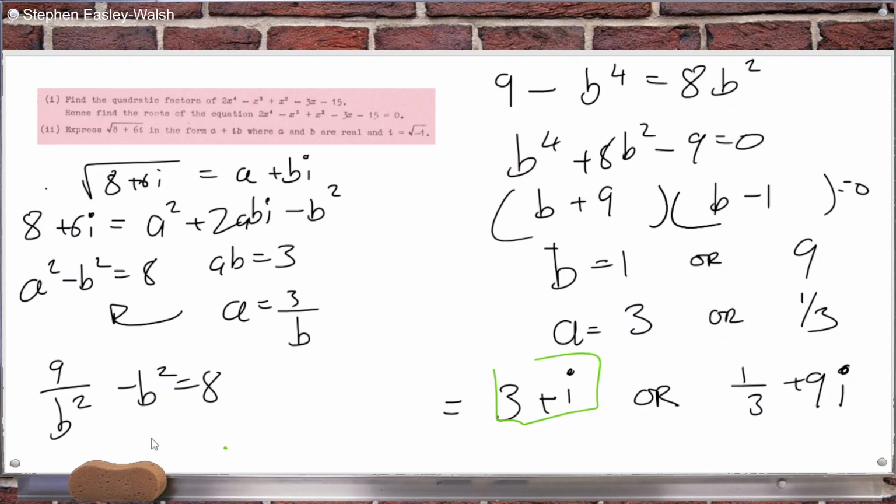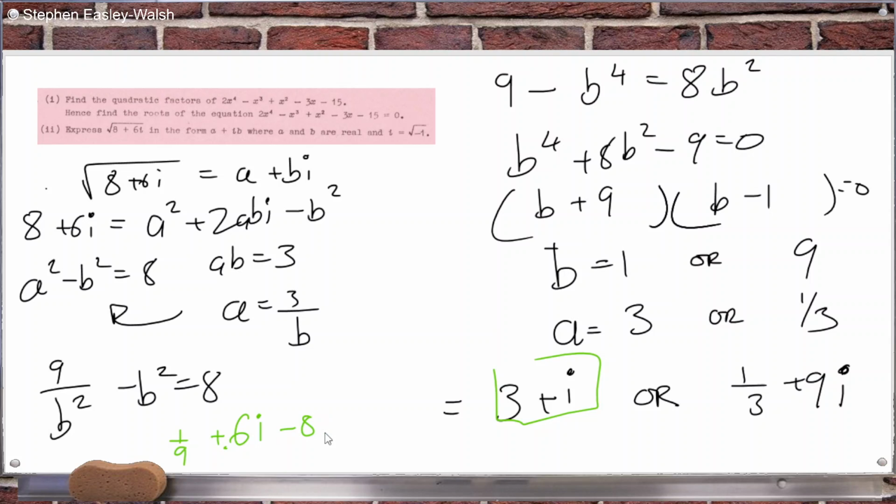Okay, let's try the next one. So that's 1 over 9 plus... No, that's not going to work. I must have done something wrong here. A is 3 over b, 3 over 9. That is 1 over 3. Okay, if I square it out, 1 over 9 and then twice the first by the second, that's 6i. And then minus 81. Yeah, no, something's gone wrong there.